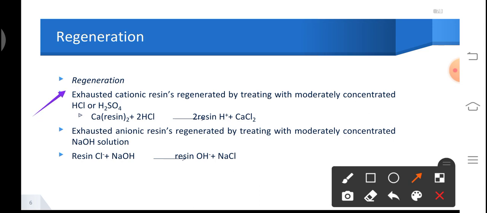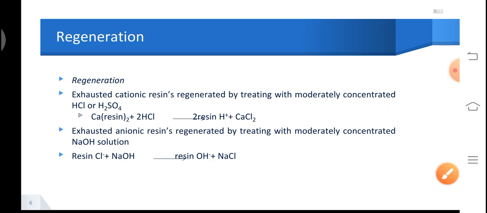The exhausted cationic resin is regenerated by treating with moderately concentrated acid. Now the resin contains calcium and magnesium. When it is treated with HCl, the resin gets protons from the HCl. So again it is regenerated here, whereas the salt which is produced is removed through the drain.